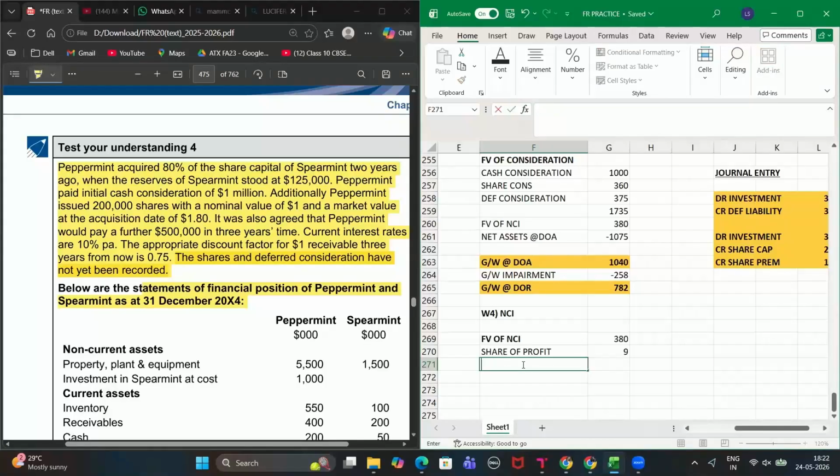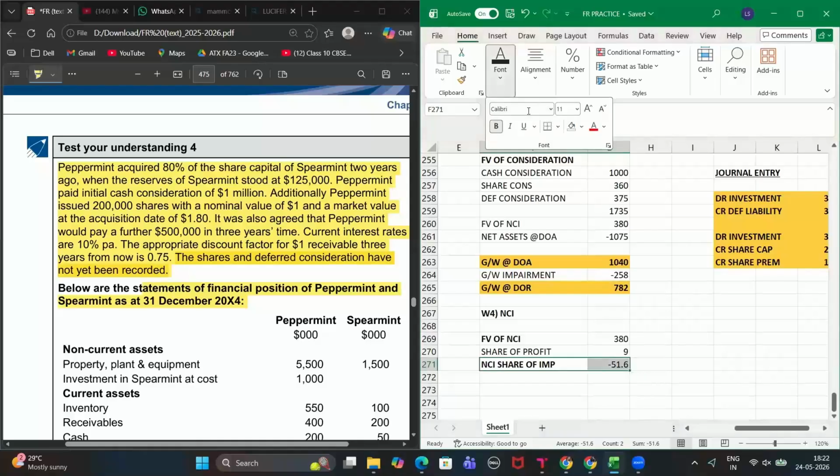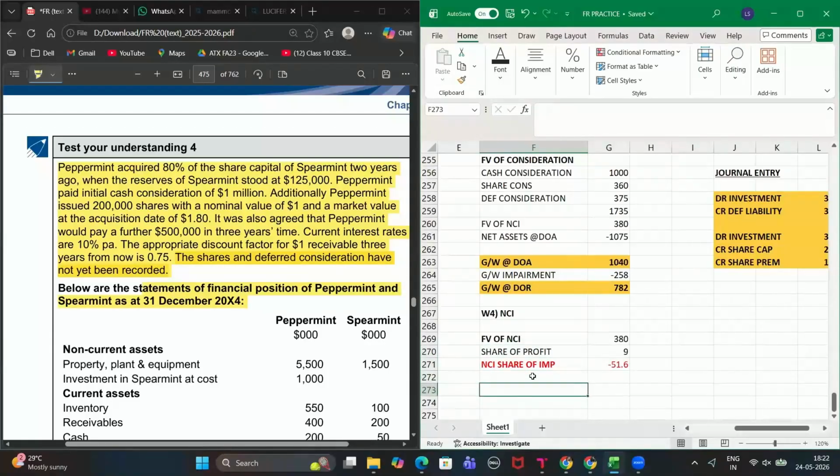NCI share of impairment. How much is it? Into 0.2, 51.6. Okay. What else? Is there anything else? So, right. Share of profit, NCI's share of impairment. Then we'll get the closing NCI at date of reporting. How much will it be? 337.4.